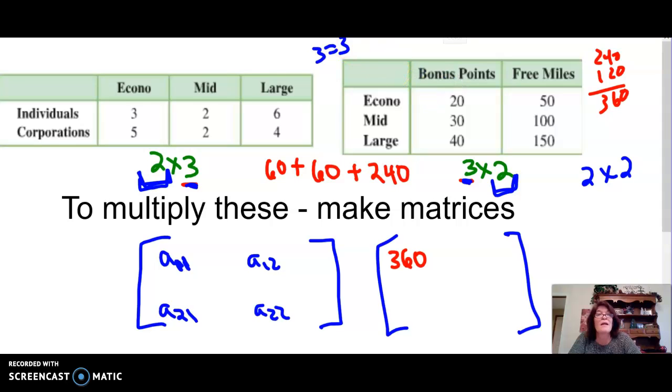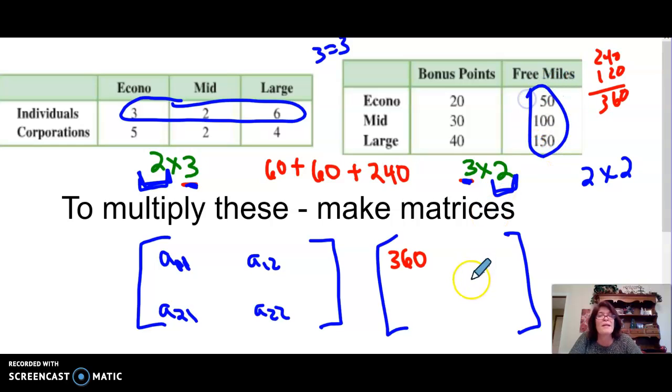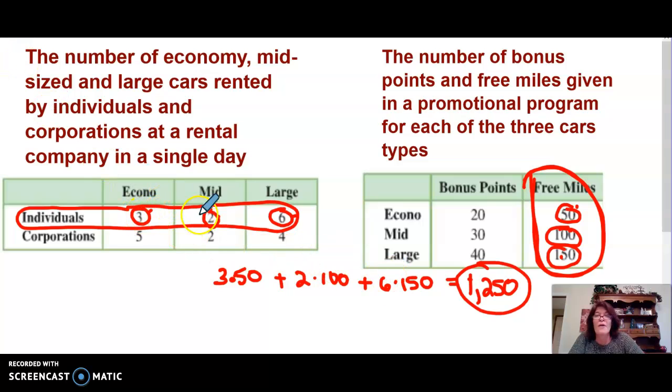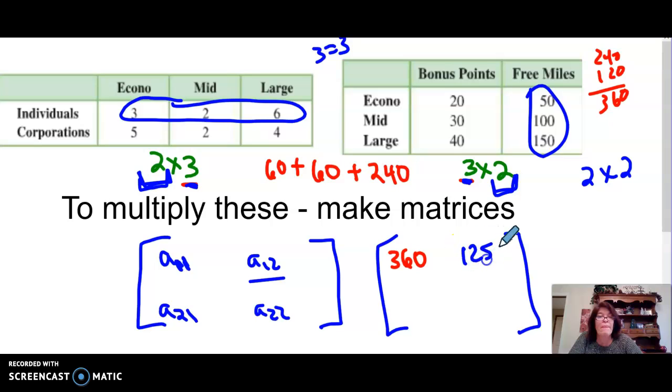Let's move to the first row, second column. For the first row, second column, I'm going to want to take the first row times the second column. Isn't that what we did on the previous page? I think so, so we don't have to repeat ourselves. Okay, first row, second column, we got 1250, right? When we took 3 times 50, 150 plus 200 plus 6 times 150, and we got 1250. All right, I think I'm done with the first row then. And let's move to the second row.